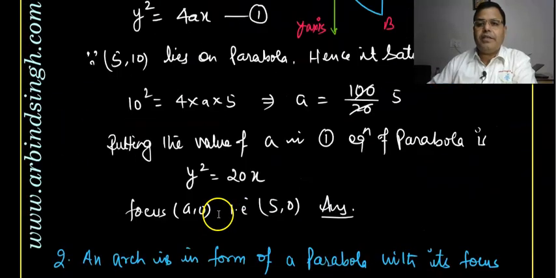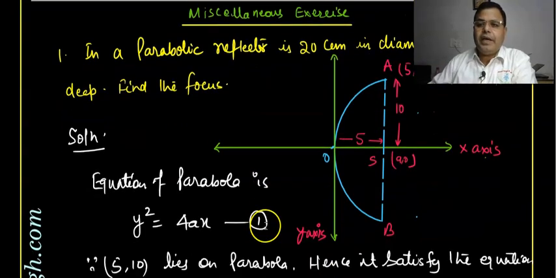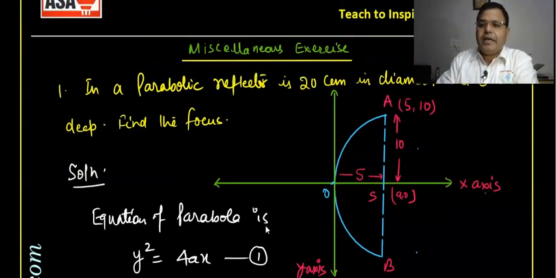Question number 1 is given here: a parabolic reflector is 20 cm in diameter and 5 cm deep. Find the focus. So here is a parabolic reflector, 5 cm deep and 20 cm in diameter, so this half-width must be 10. The coordinate of this point will be (5, 10), because along the x-axis I have taken the vertex at origin. So this distance is 5 and this distance is 10, so the coordinate is (5, 10).